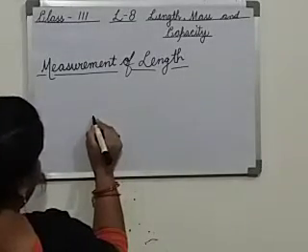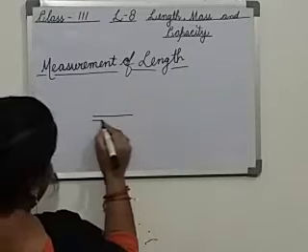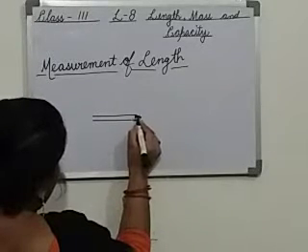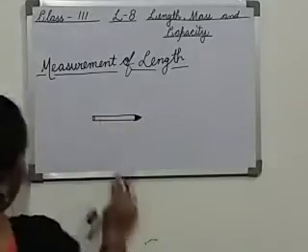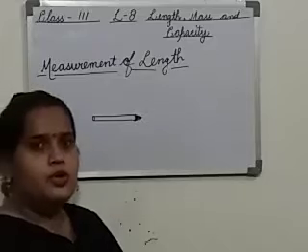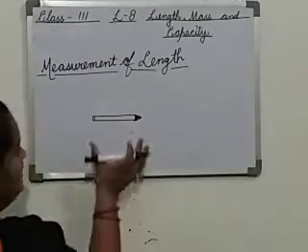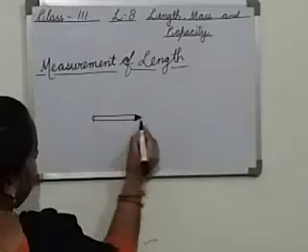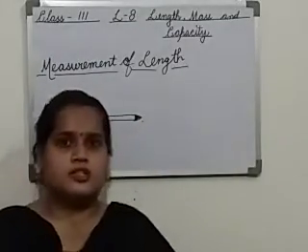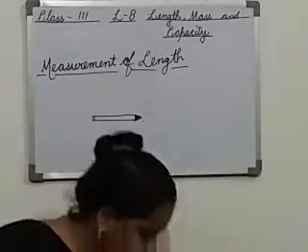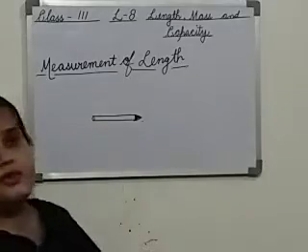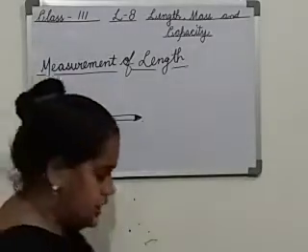Suppose I am giving you a pencil. Okay, now we want to measure its length, means how much long it is. How will we do it? We can use a scale and put the tip over here and the tip over here and measure. Then we can understand how much it is. This is the way we measure the distance, how much long the thing is.